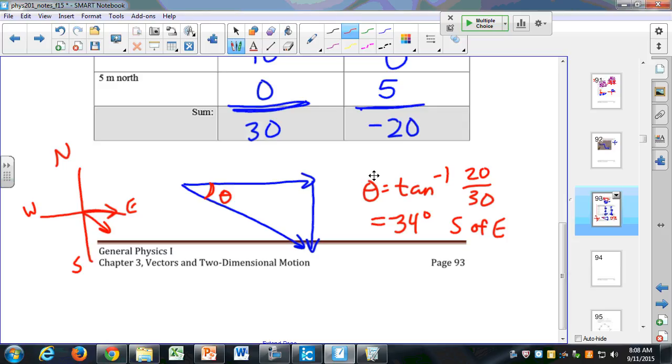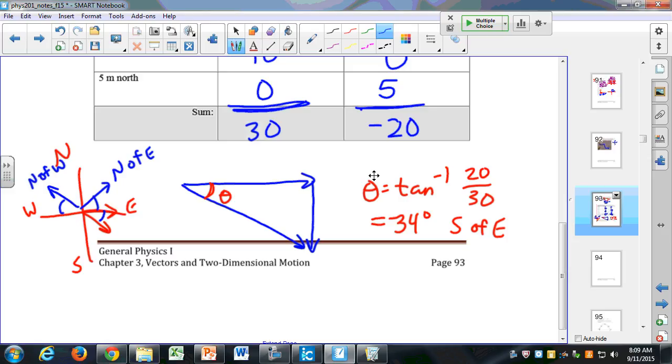So south of east. So for example, if I have something like this, what would I call this? North of west, right? Or if I had this, that would be north of east, right? And always measuring the angle from the x-axis, either the positive or the negative x-axis. That's the east-west axis.